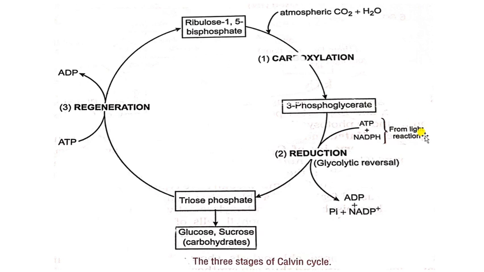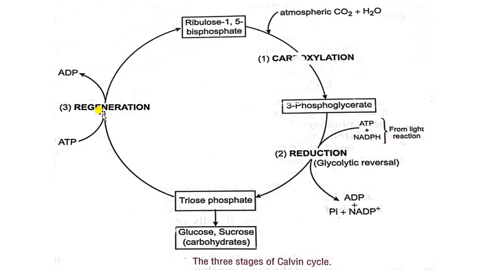These steps in fact are essentially a reversal of glycolysis. However, reducing power is obtained from NADPH rather than NADH. For removal of one molecule of glucose from the pathway, fixation of 6 molecules of CO2 and 6 turns of the cycle are required. Now we come to regeneration of RuBP.